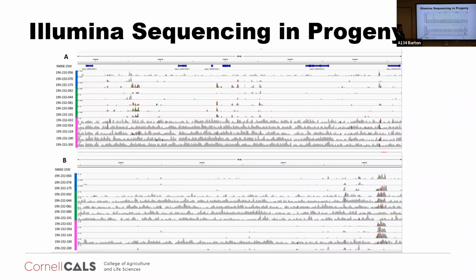But when we look at their mapping to the 15WH monoecious reference, we see 1 actually has pretty good mapping and the other 4 do not. So that tells us that 4 of these are ZW, and this 1 individual here is actually WWH, confirming that genotype is viable.